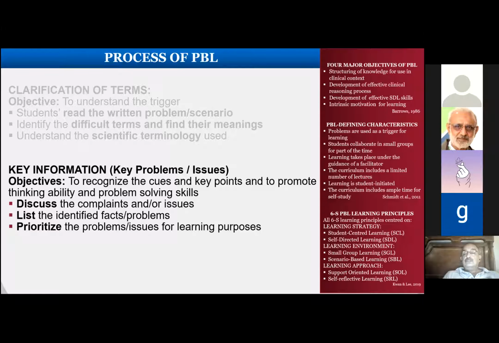Key information, key problems and issues. The objective is to recognize the cues and key points and to promote thinking ability and problem solving skills among the students. Discuss the complaints and or the issues which are there in the trigger. List the identified facts and the problems, and prioritize the problem issues for learning purposes.